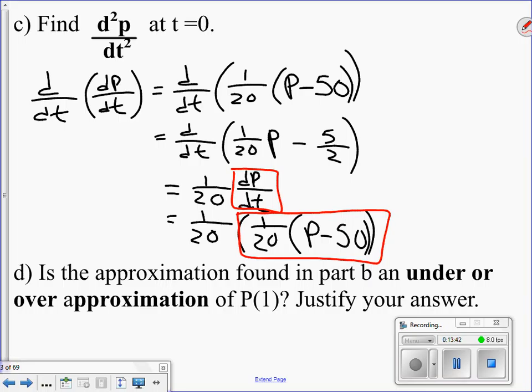This time we actually have to find the value of the second derivative at t equals 0. So I didn't want to leave it like that. What's 1/20th times 1/20th? Is it 1 over 40 or 400?